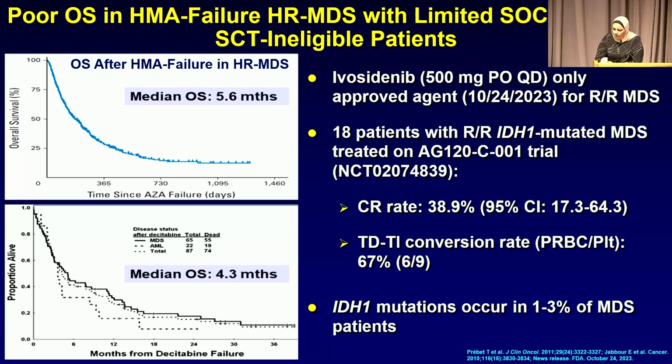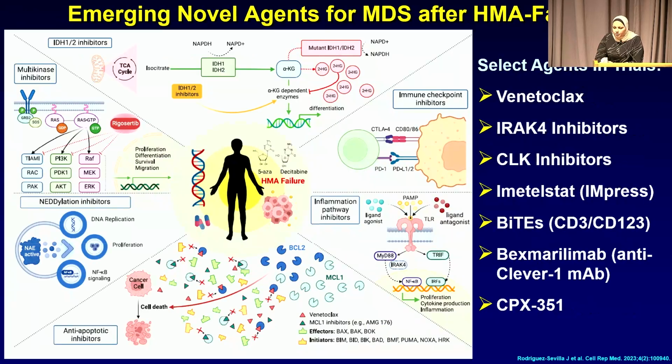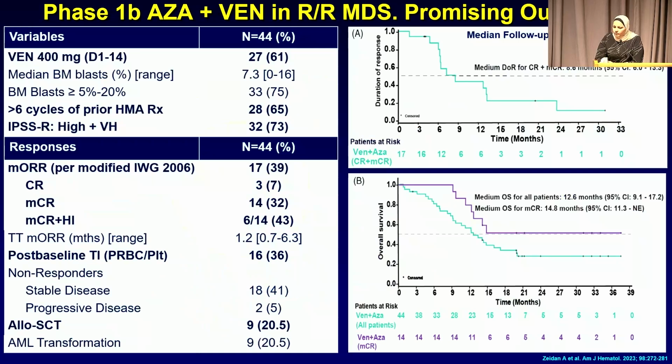There are several emerging novel agents for relapsed refractory higher risk MDS, which are currently being investigated in early phase trials. Some of these agents can target specific mutations, such as IRAK4 and CLK inhibitors, which can target splicing factor mutations, which are present in about 50% of MDS patients. BCL2 dependency after HMA therapy supports the addition of venetoclax at the time of HMA failure.